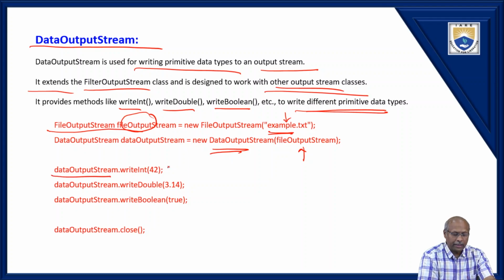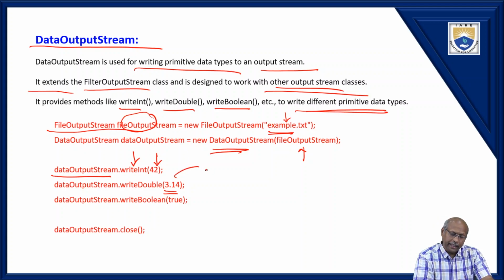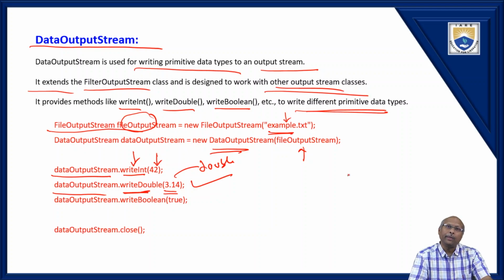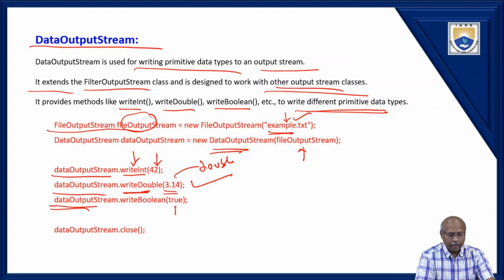So with the DataOutputStream object, writeInt 42. I am writing 42. 42 is what? It's an integer. Similarly, I want to write 3.14. 3.14 is what? It's a double. So based on the data type, you should call the corresponding method. For integer, writeInt. For double, writeDouble. So dataOutputStream.writeDouble, and automatically this value will be written to the file. What is the name of the file? example.txt. Similarly, I am writing a boolean value. True is the boolean.